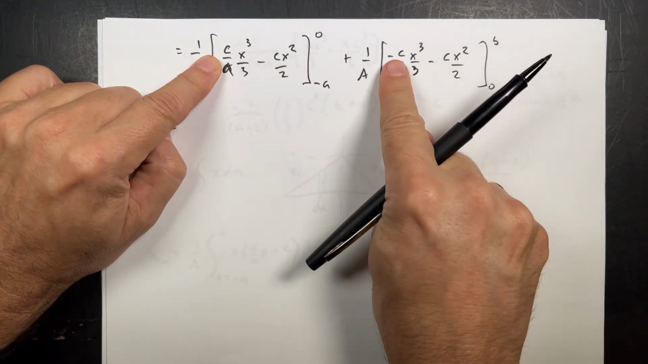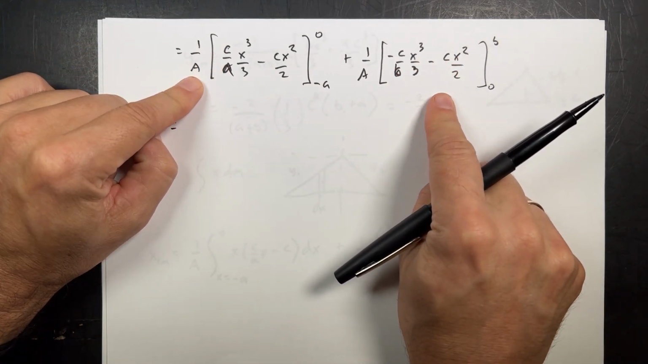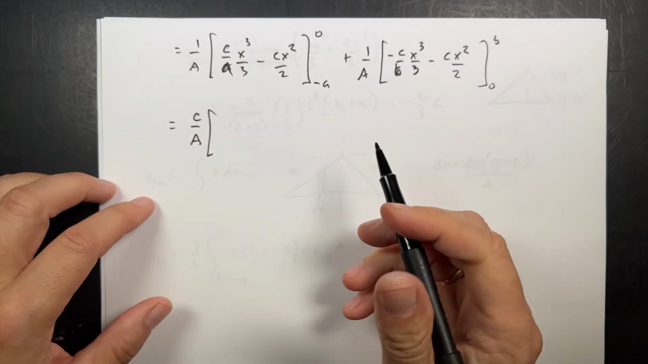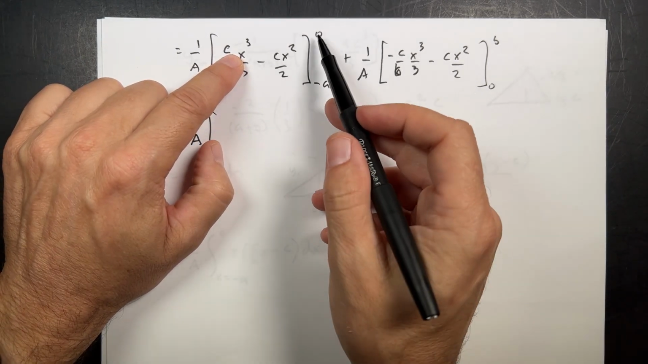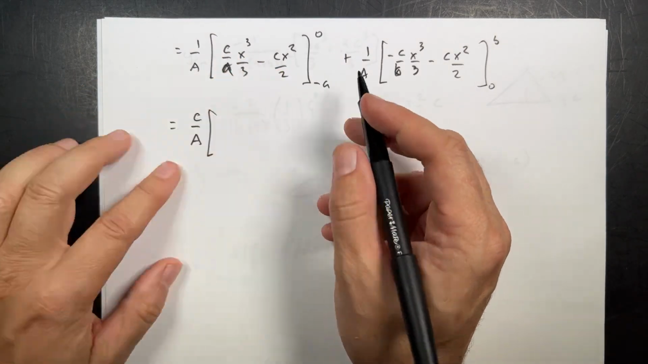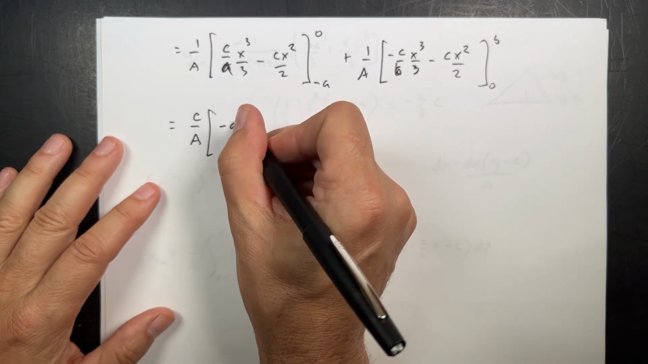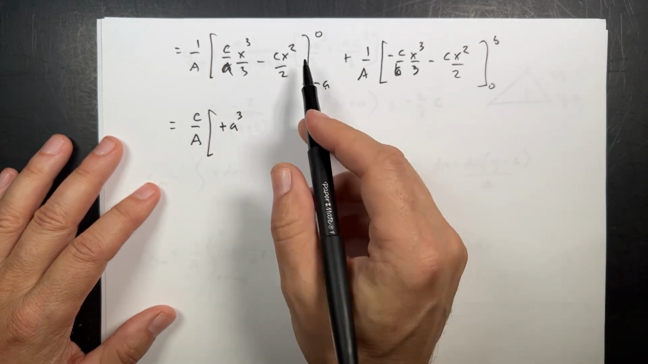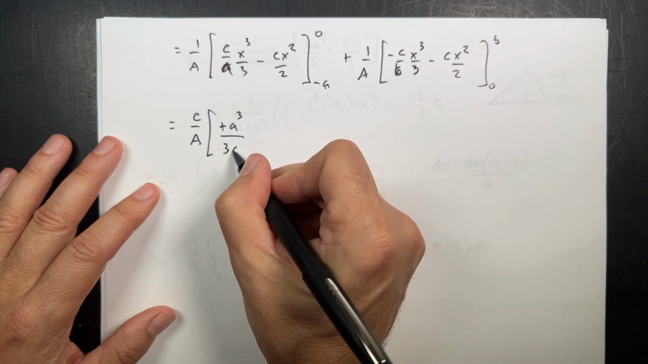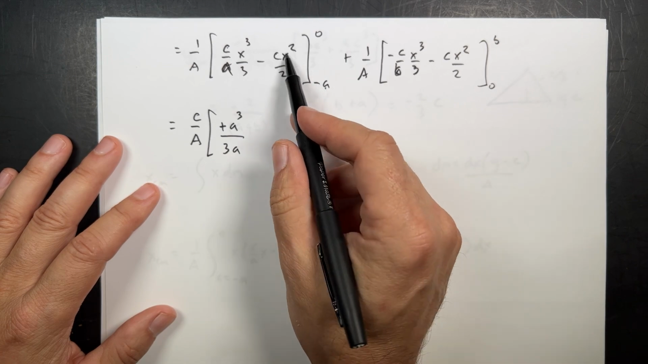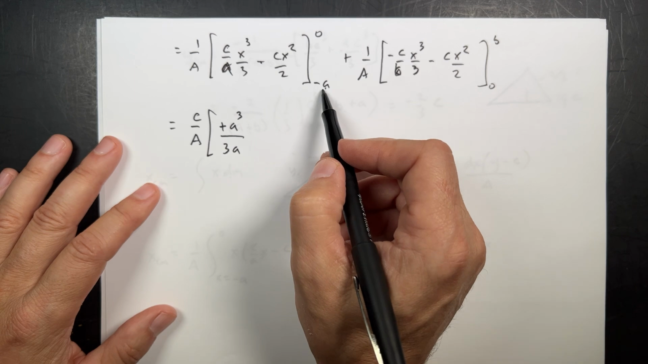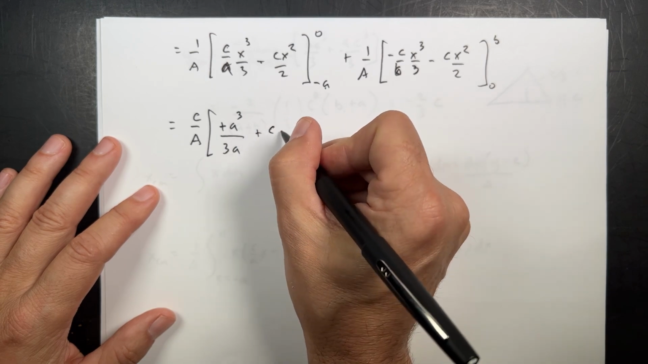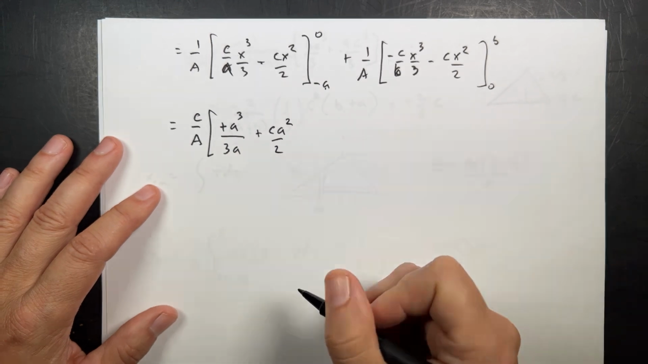So here I'm going to factor out all these c's and the a's. So I get c over a. And then here I have 0, 0, so those are both 0. And then I'm going to put in negative a. So I get negative a cubed over 3a, minus a negative, so it's plus a cubed over 3a. And then I put in a for that. I get minus, I'm on the minus side, so it's minus this, so it's positive. So I get plus c a squared over 2.